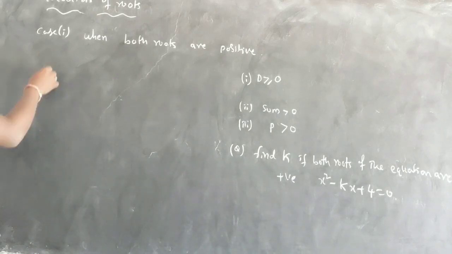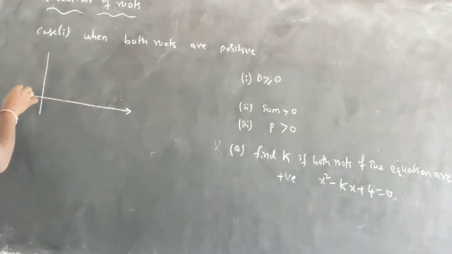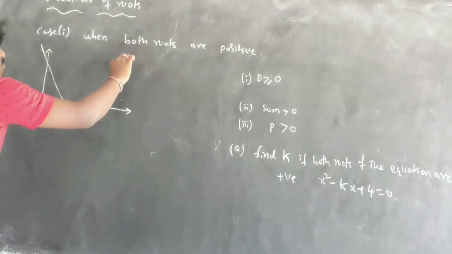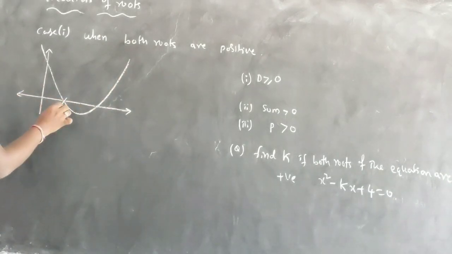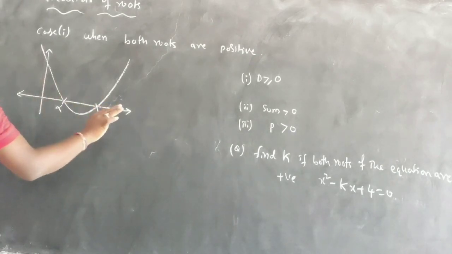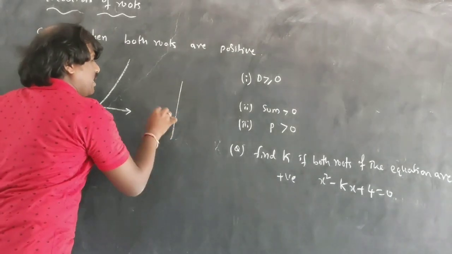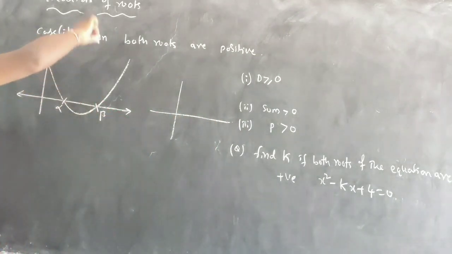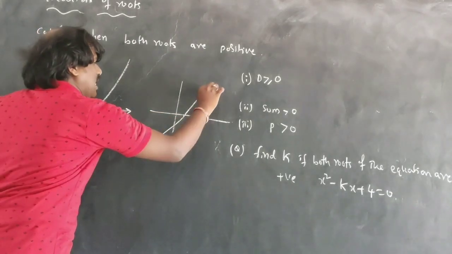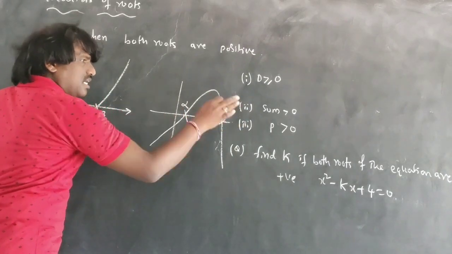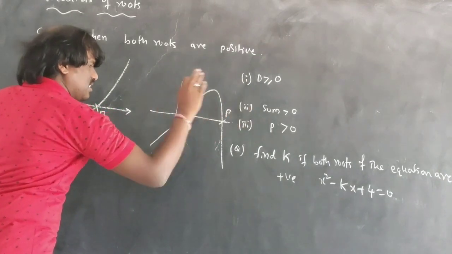Both roots are positive. See here, the diagram will be like this. Suppose I draw the x-axis and y-axis. If both roots are positive, then the curve may go like this, because alpha should be on the right side of the x-axis and beta should be on the right side of the x-axis. Then only both will be positive. This is one case. Another case is the downward parabola, but both roots will be on the right side of the x-axis. Alpha and beta are the two roots, both on the right side.